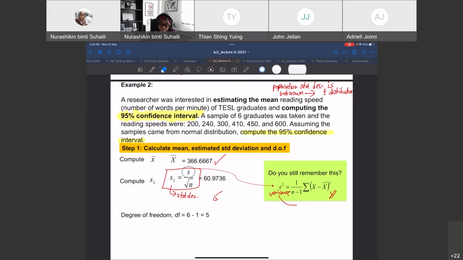Okay. So find S first and then substitute into this, and n here is referring to the samples, which is 6. So from there you can solve the standard deviation of the samples, which is this one. You got S, the sample standard deviation, and then in order to use the T table, you have to find the degree of freedom, which is equal to n minus 1. So n is 6, and 6 minus 1 is 5. So df is 5.